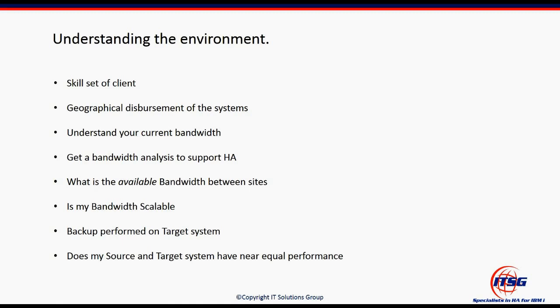And then understand what your current bandwidth is. Get an HA analysis report to support your bandwidth. Understand the bandwidth between the two sites. Understand if your bandwidth is scalable. And where do you want to perform your backups? Some people like to perform them on their target machine. Some people are comfortable keeping them on their production machine. But this makes a difference in the decision process when you're purchasing high availability solutions.